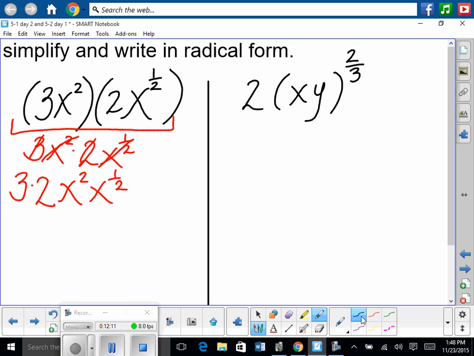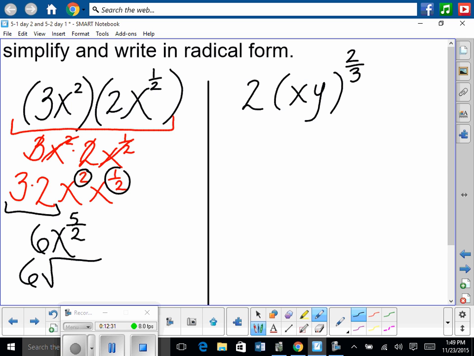Okay, let's simplify it. 3 times 2 is 6, and then right here we have x to the 2 plus 1/2, right? 5 halves. So then from there, is 6 raised to the 5 halves power? No. So we know this is 6 times the square root. We don't write the 2 in, do we? Because square roots don't have a 2. And then x to the 5th power. So the first thing we did was simplify, and we got here. Then we rewrote it in radical form. Is everybody okay and comfortable? You're not feeling freaked out? Okay.